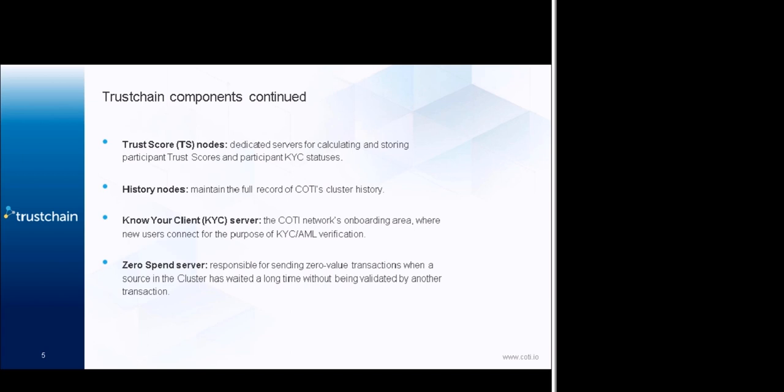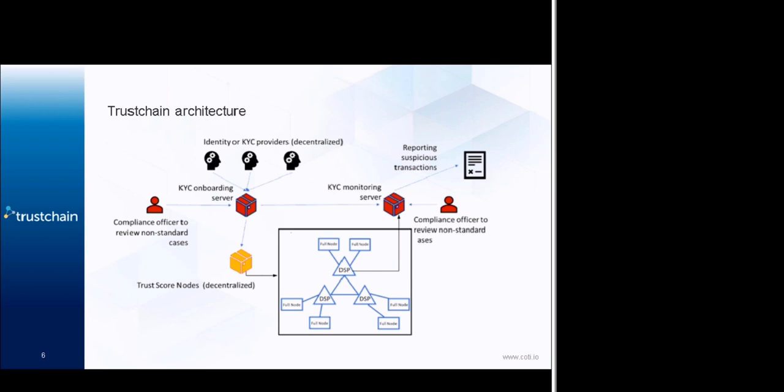These nodes are needed since we don't want to store all history on all of the nodes in the network. Another type, not a node but a server in the system, is the KYC server, which is responsible for the onboarding and KYC and AML verification process, and also the zero spend server, which allows us to release idle transactions within the network.